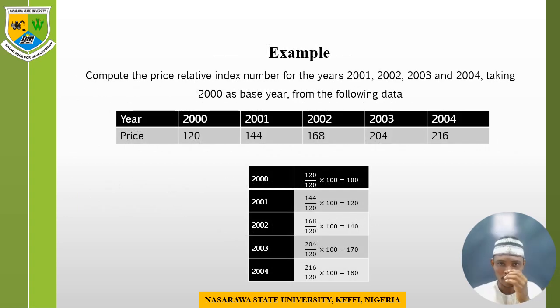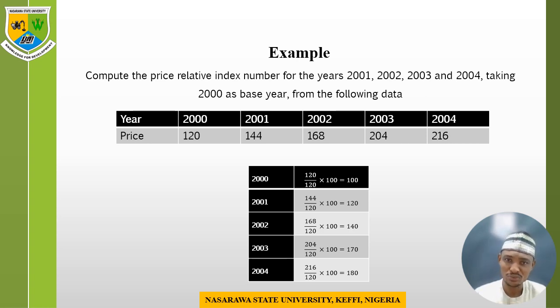Example, let's see how we can compute the price aggregates using this table as given. We have the years 2000, 2001, 2002, 2003 and 2004, and a given price of a given commodity. I want to calculate each of the prices. I want to get the price aggregate.